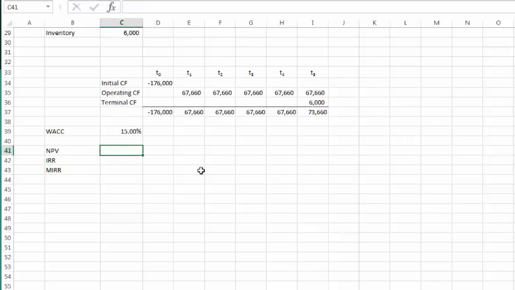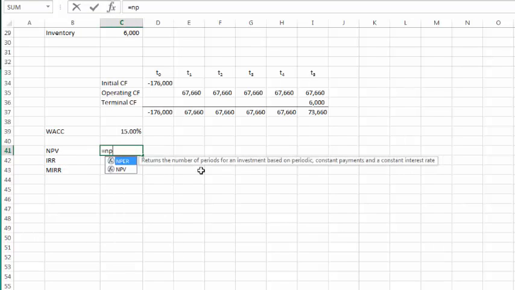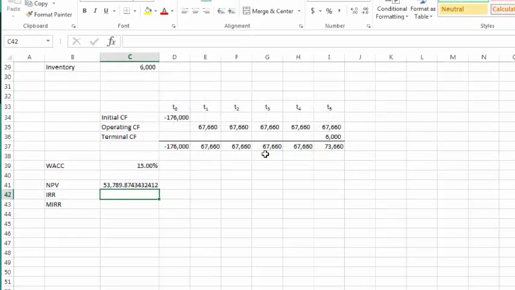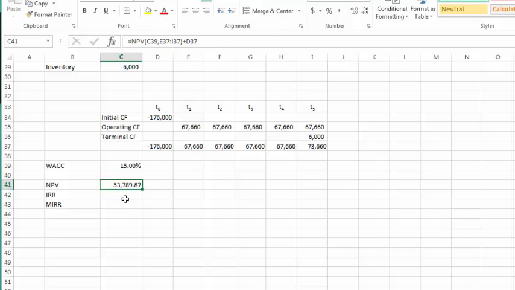Just so we can remember how to do these, we're going to say equal NPV, and the very first thing it asks for is the rate. That's the weighted average cost of capital. And then it wants values 1 through n. 1 through n, notice we don't include the first one. Close parenthesis, add that initial outlay, and we get a big number with way too many decimal points. This is one thing that drives me nuts about Excel. They have not fixed that yet.